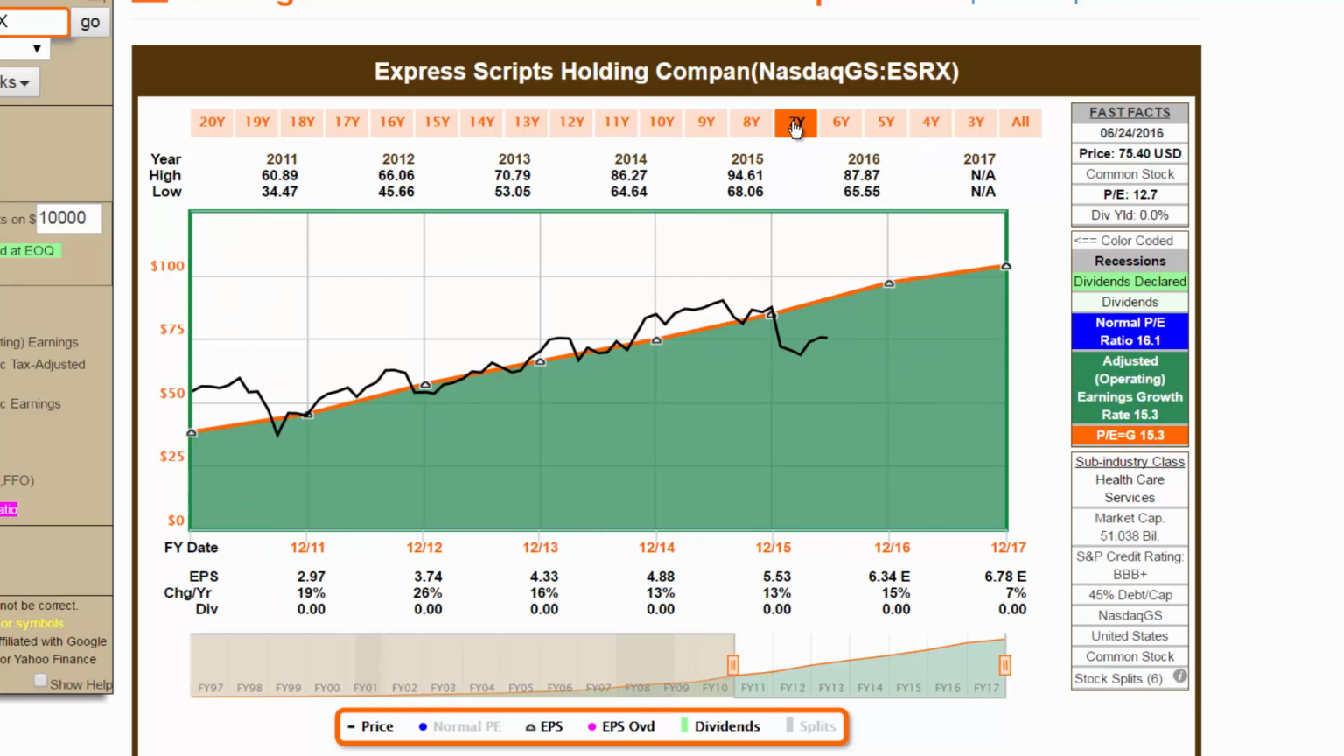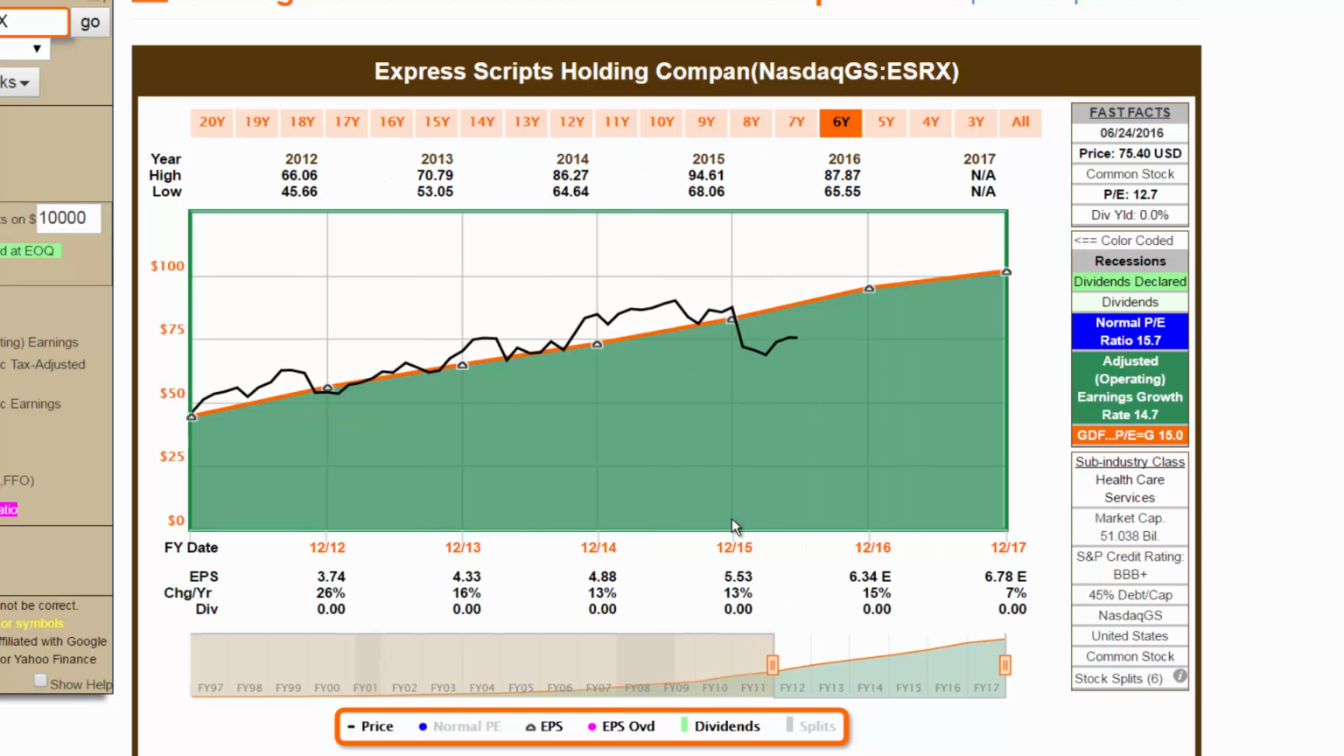If I drop it to a 7-year graph, we now have a PE ratio that's just a little above what we saw with Southern Company, but we're still using, because it's above 15%, the P equals growth rate formula. And now we see a much more rational connection between price and earnings when utilizing this length graph.